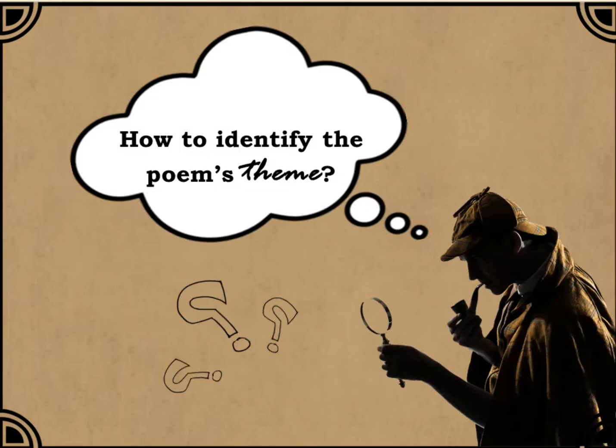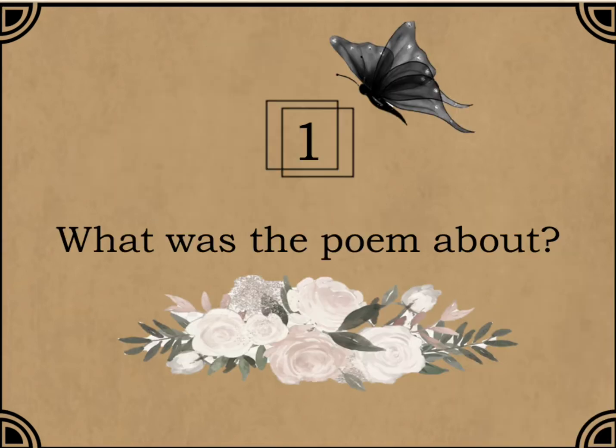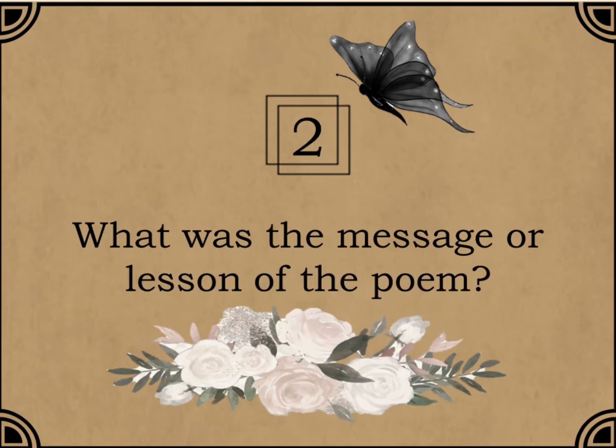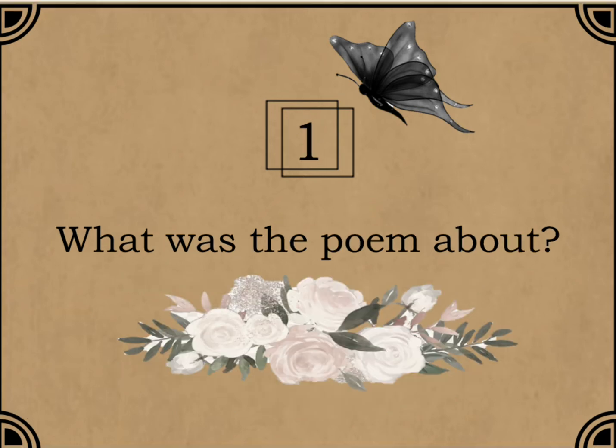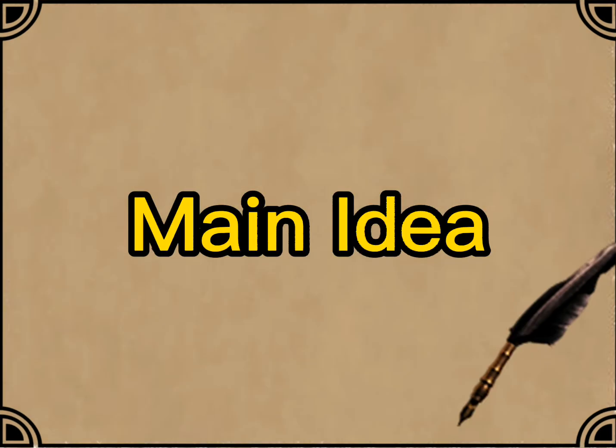It is all about a universal concept that can be applied to all. How to identify the poem's theme? You have to ask yourselves two questions. First, what was the poem about? Second, what was the message or lesson of the poem? Now, let's answer the first question. What was the poem about? It is one way of asking the main idea.